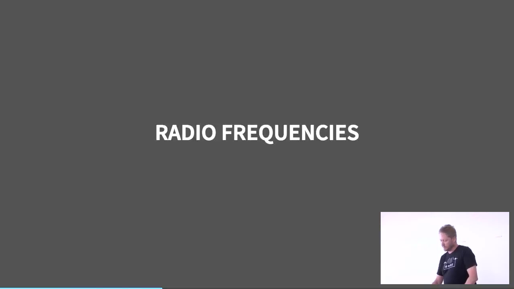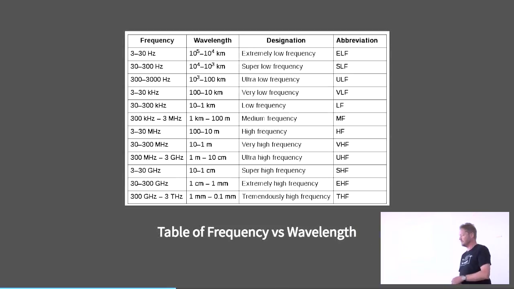So this brings us to radio frequencies. And this is a big list of radio frequencies. I don't know how readable that is from the back. From extremely low frequencies, which are in the 3 to 30 hertz range, and a hertz is just one cycle per second, one up and down in 1 second. They're frequencies that have incredibly long wavelengths, like 100,000 kilometers to 10,000 kilometers, really, really low frequencies.